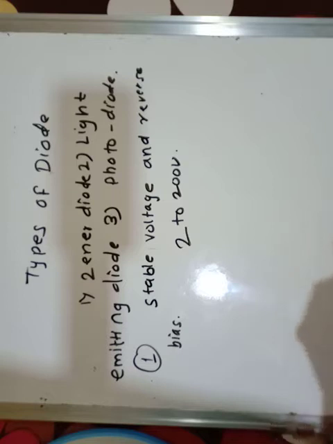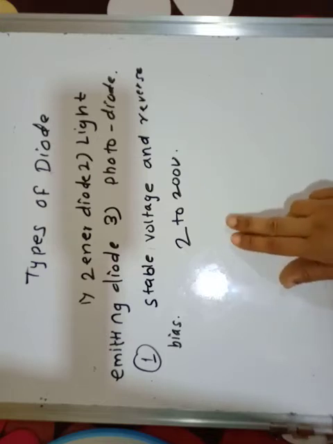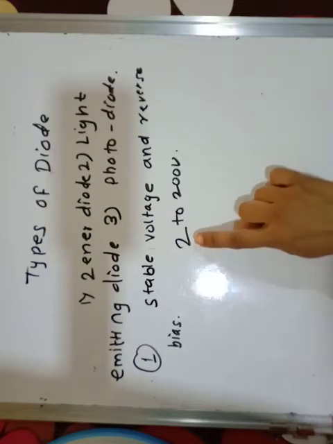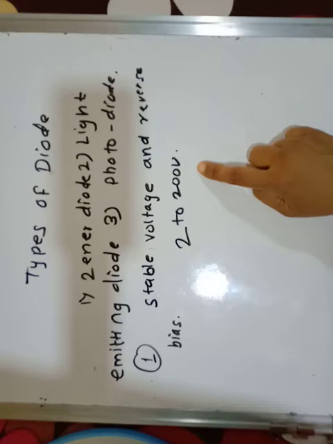You know the doping level. What is the meaning of doping? It is a process where impurities are added into the PN junction. By adjusting that level, we get different voltages of Zener diode, from 0 to 200, and different wattages also.